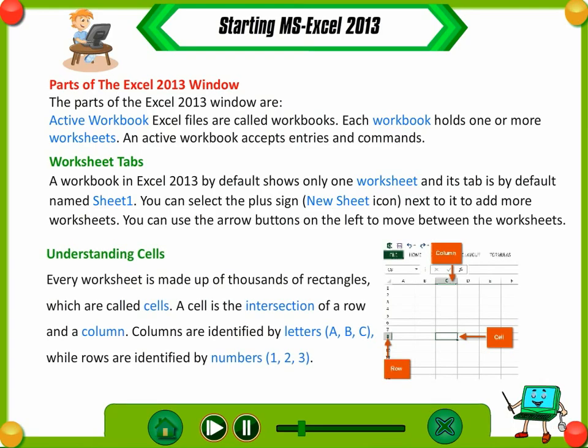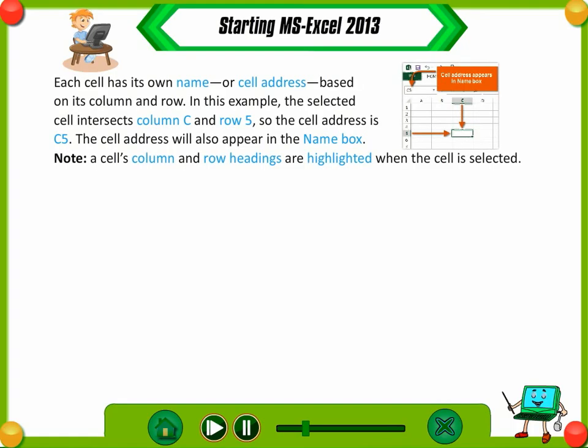Understanding cells. Every worksheet is made up of thousands of rectangles which are called cells. A cell is the intersection of a row and a column. Columns are identified by letters A, B, C, while rows are identified by numbers 1, 2, 3. Each cell has its own name or cell address based on its column and row. In this example, the selected cell intersects column C and row 5, so the cell address is C5.